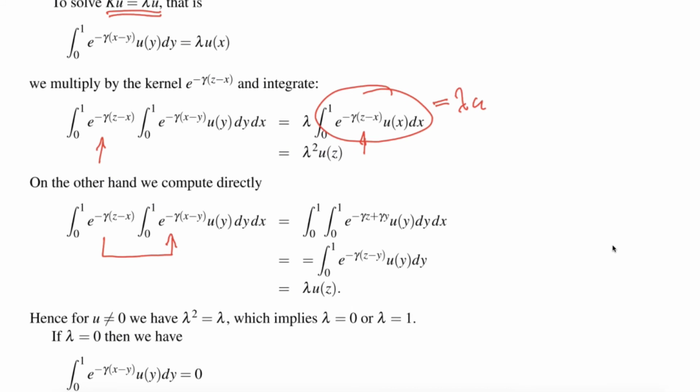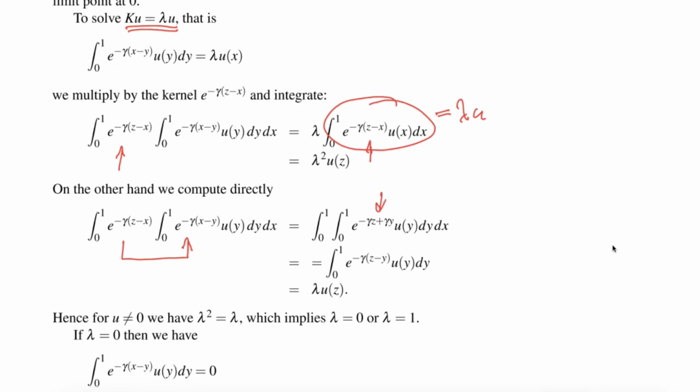So now I'm here. And then we can write this to be the integral from 0 to 1 of e to the minus gamma z minus y u of y dy. And then the x integral here will integrate just to 1. And now this here is equal to lambda uz. So, making this long story short, we just get lambda squared uz equals lambda uz. Oh, beautiful. So then lambda squared must be lambda, which means lambda is 0 or lambda is 1.